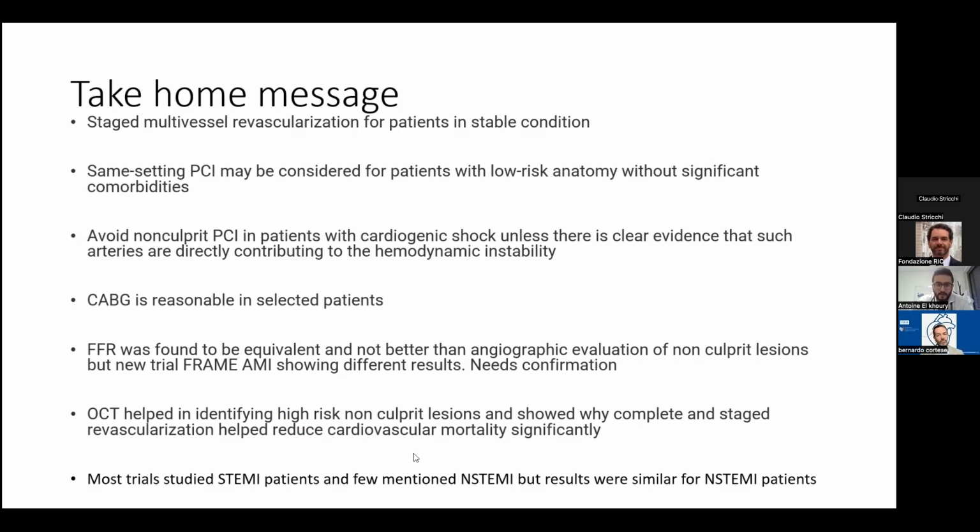And I want to mention as well that most of these studies studied patients with ST elevation myocardial infarction. We have very few studies about patients with non-ST elevation myocardial infarction for complete revascularization or for just culprit lesion revascularization. But for the studies that we have, there are similar results for ST elevation MI and for non-ST elevation MI. So I think we can use these guidelines for ST elevation and for non-ST elevation MI. And that's it. Thank you.